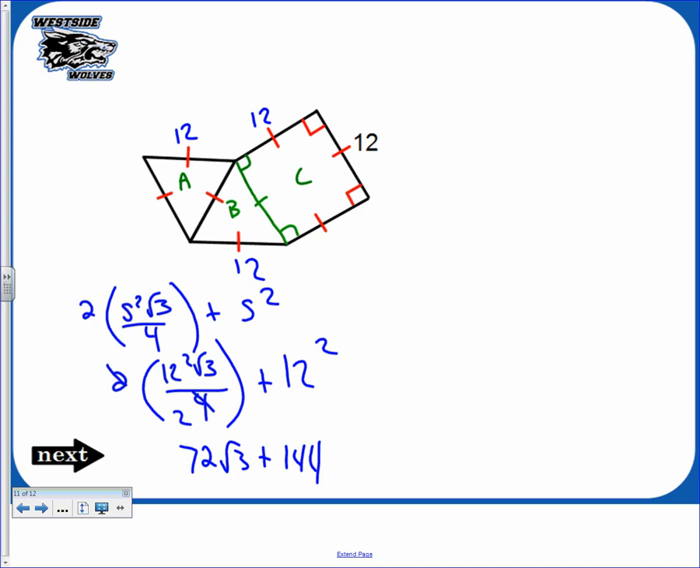Now, I don't like writing my answers that way. The units kind of get messed up. This 144 looks like it's added to the square root of 3. So I rewrite this as 144 plus 72 square root of 3 units squared. So remember to take these shapes that are composite shapes like this and break them into smaller pieces.